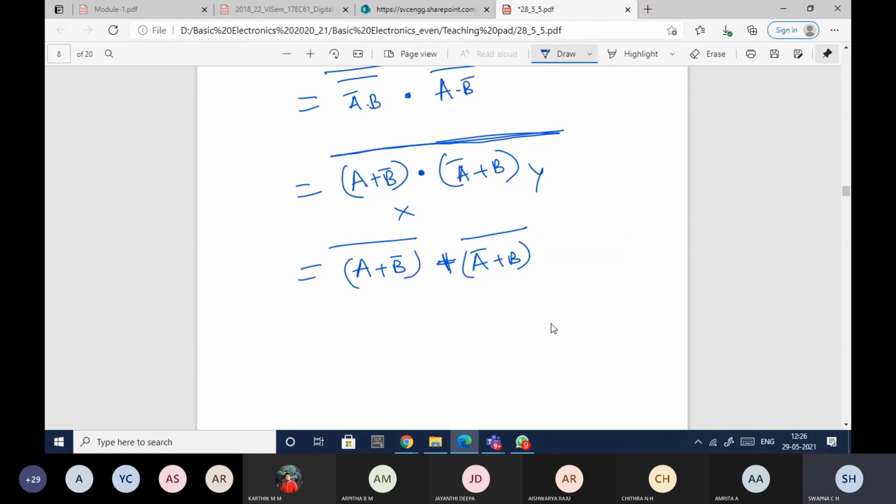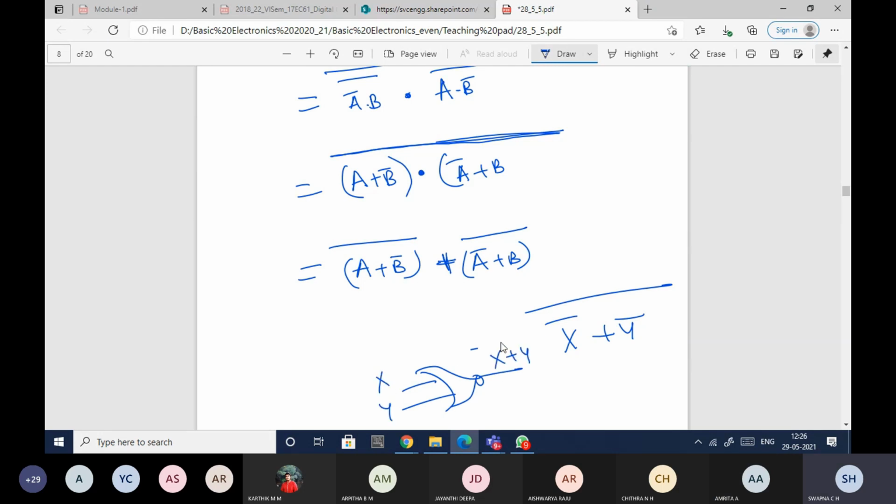If you take this, it is in the form of x bar plus y bar, right? Yes, ma'am. But what I want is whole bar also, because the NOR gate, what it will do, for x, y, it will give x plus y whole bar, right? But here if you observe, I don't have that whole bar, right? Yes, ma'am. So what I need to do?